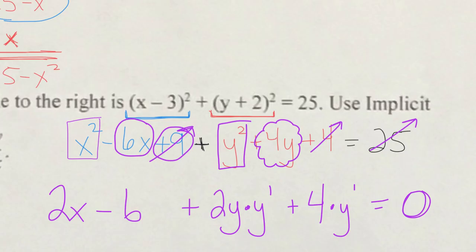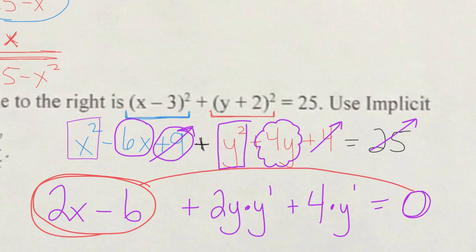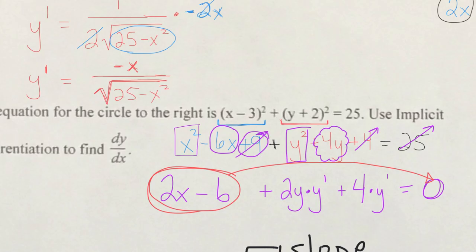So now it's a matter of solving for y prime. So let's get rid of all of these terms. We're going to move all of these terms over to the right side, right? We're going to subtract them to the other side of our equation. Okay, so that's going to be equal to a negative 2x and a plus 6. Okay, right? We're going to subtract the 2x, we're going to add the 6.